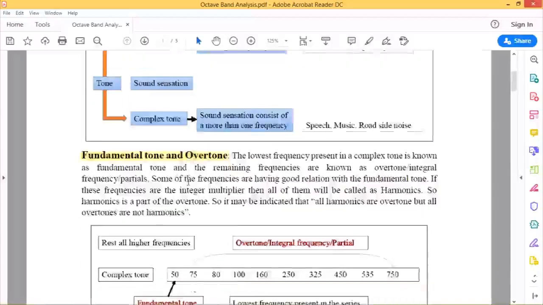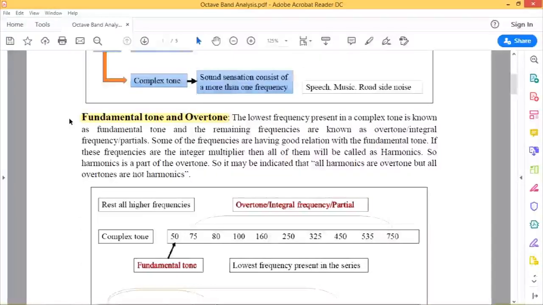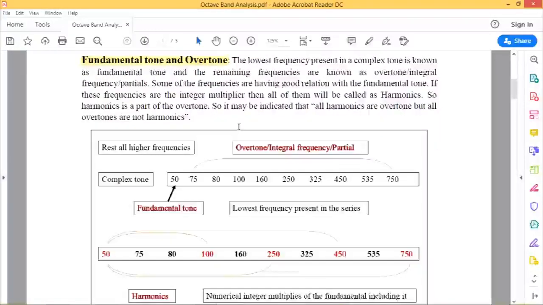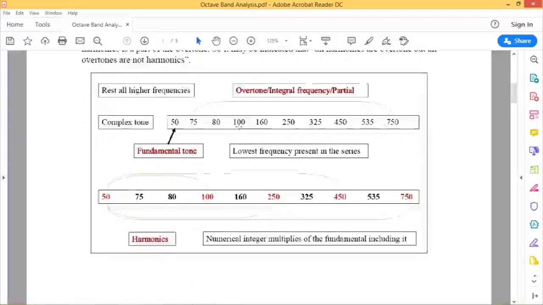Now come to fundamental tone and overtone. Say for example, you are analyzing a complex tone. Complex tone means there will be the presence of more than two frequencies. Let us have an example. In the picture you can see a complex tone comprising of 10 frequencies: 50, 75, 80, 100, 160, 250, 325, 450, 535, 750. So 1, 2, 3, 4, 5, 6, 7, 8, 9, 10. Ten frequencies are present in this complex tone.